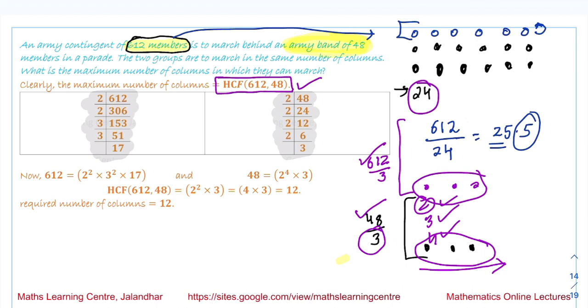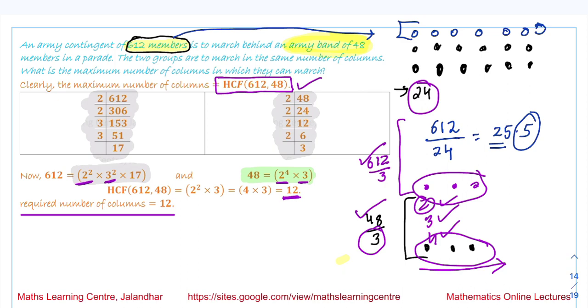So prime factors of 612, we can write, it is 2 raised to power 2 into 3 raised to power 2 into 17, and prime factors of 48, we can write, it is 2 raised to the power 4 into 3. So HCF of both these values is 2 raised to power 2 into 3. So the answer we will get is 12. So we are saying that the required number of columns is 12.